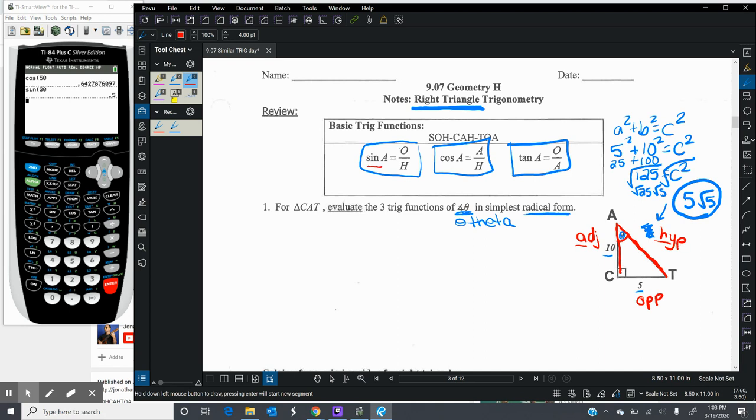So let's start with the sine function. I'm going to find sine of theta equals the opposite side over the hypotenuse. So its opposite side is 5, and the hypotenuse is 5 radical 5. You can't leave this like that. So when we have these radicals, we are going to have to rationalize.